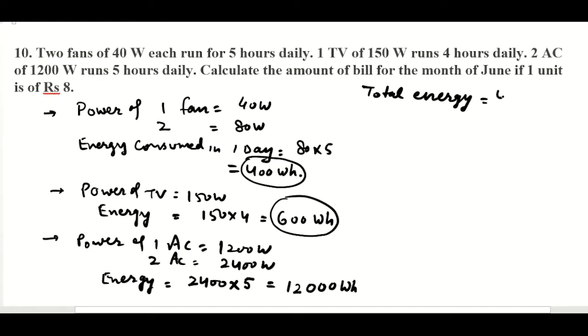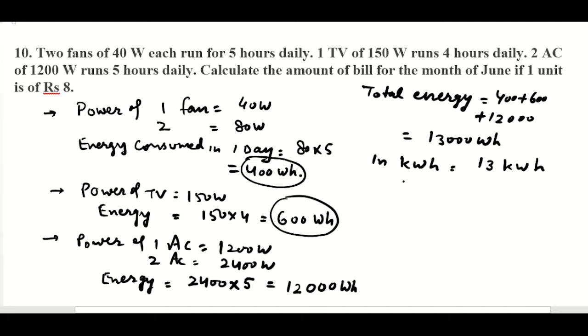Now the total energy consumed by all the appliances is 400 plus 600 plus 12,000. This is equal to 13,000 watt hour. Now convert it into kilowatt hour. This is 13 kilowatt hour.